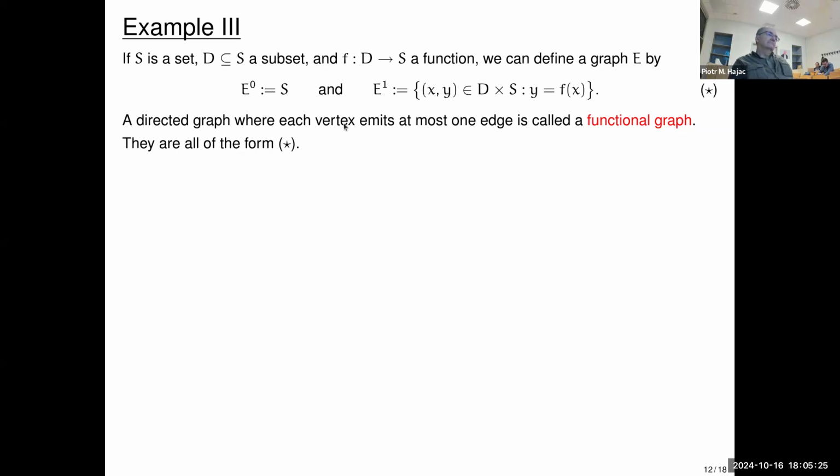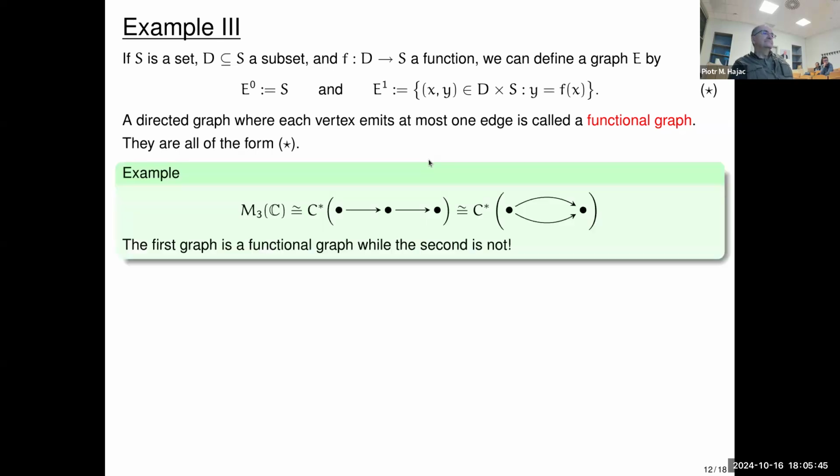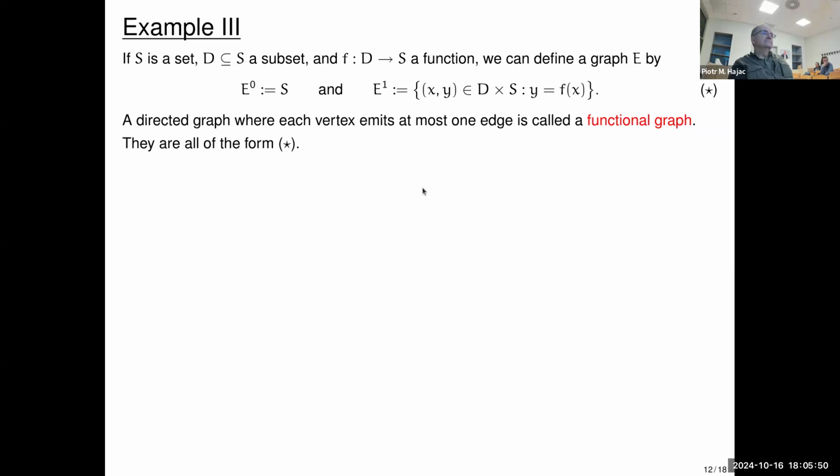It has the property that each vertex emits at most one edge. This is what is usually called a functional graph. A functional graph is any graph where each vertex emits at most one edge, and they all come from a suitable function. Can it be that it emits no edges? Yes. I mean, here the function is defined on D, which is a subset of vertices. So the function is everywhere defined, it is a function, but the domain is not the whole vertex set.